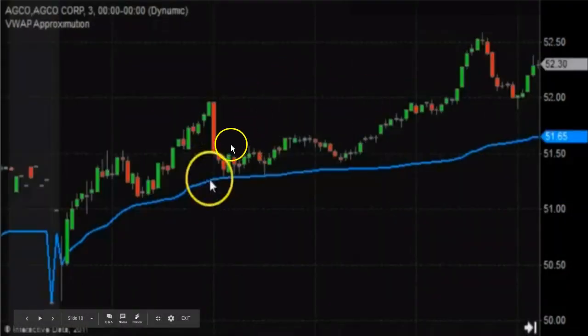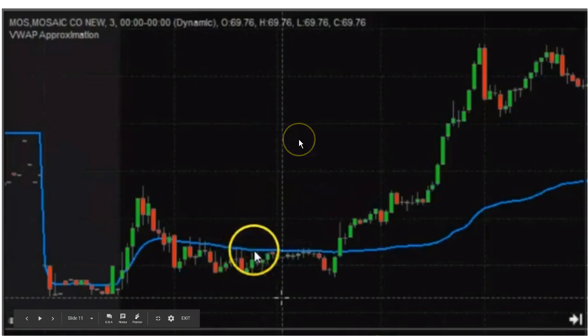VWAP acting as support. You see VWAP coming down, hitting here, okay, and here, and then moving up. Comes back down to VWAP and moves up again. So VWAP acting as support on this chart. Even back here, came down near VWAP and then moved back up.